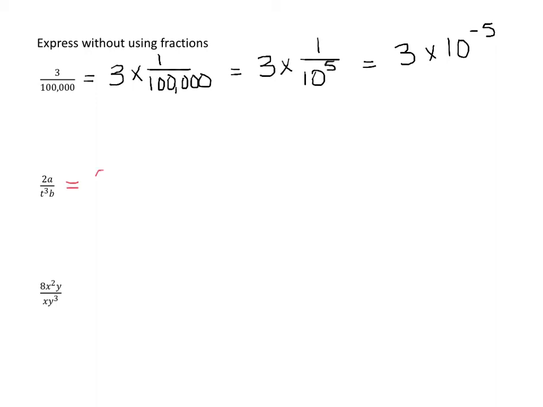Next one, 2a. Now in the denominator, I've got t to the negative 3, b to the negative 1.